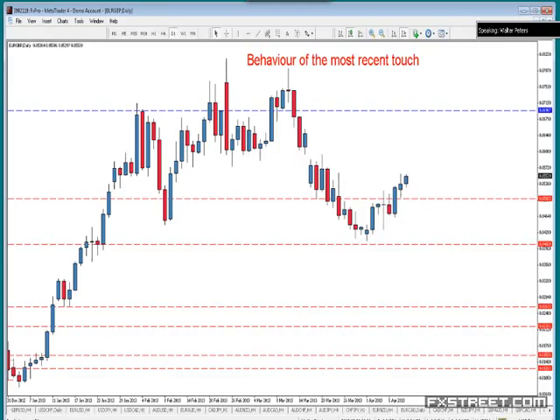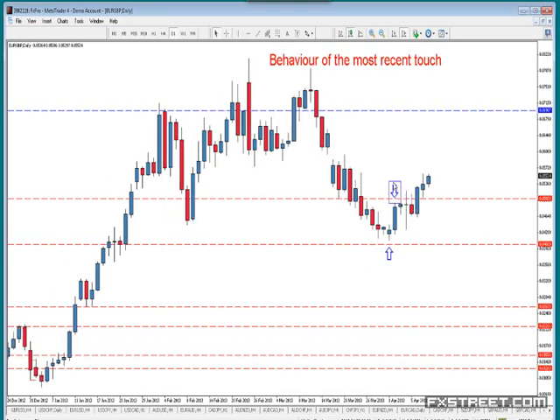But actually, I would argue that this touch is not the most recent touch. That's the second most recent touch. The most recent touch is right here, and the behavior here tells us something completely different. We have four candles, one, two, three, four candles that stuck right on the zone. And so that tells us that the market is likely to break out and trade higher.